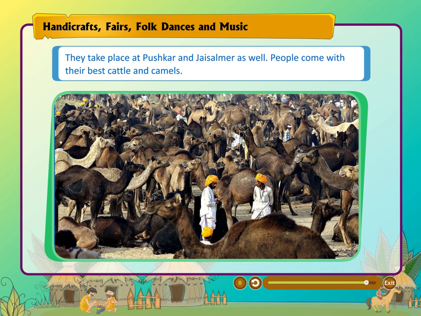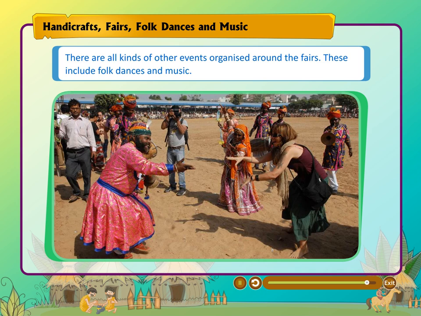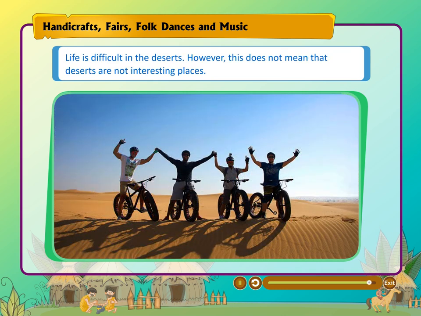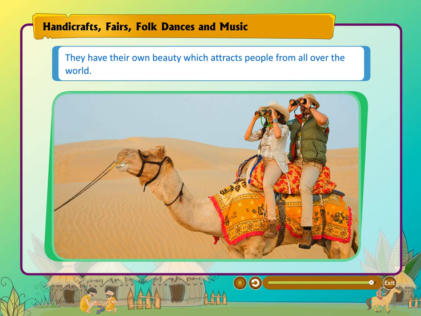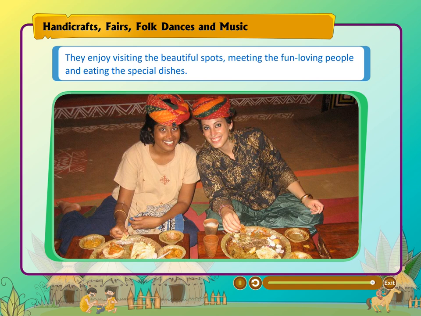People come with their best cattle and camels. There are all kinds of other events organized around the fairs. These include folk dances and music. Life is difficult in the deserts. However, this does not mean that deserts are not interesting places. They have their own beauty, which attracts people from all over the world. They enjoy visiting the beautiful spots, meeting the fun-loving people, and eating the special dishes.